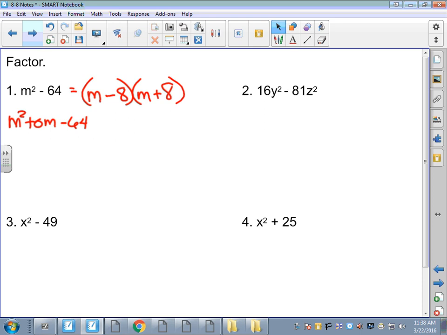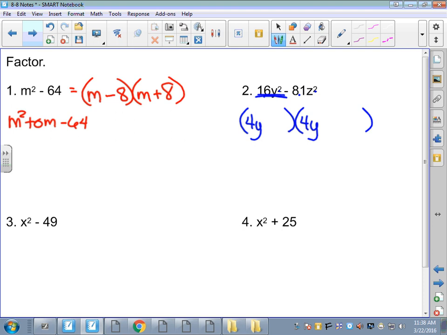Number 2, I'm looking for a GCF between 16 and 81. I don't see one. Y's and z's don't have anything in common. But what I do notice is that 16 is a perfect square of 4. 81 is a perfect square of 9. And y squared and z squared are both perfect because they're both even. So I'm going to use guess, check, and revise again. And how would I get a 16y squared? Multiplying by itself, squaring a number. I'd have to have a 4y here and a 4y here.